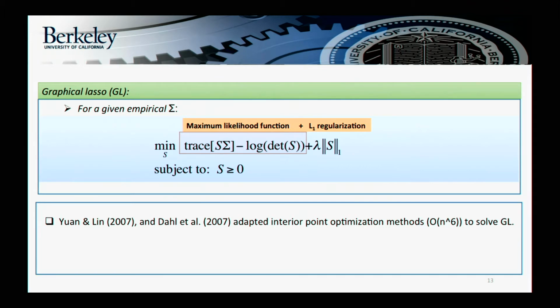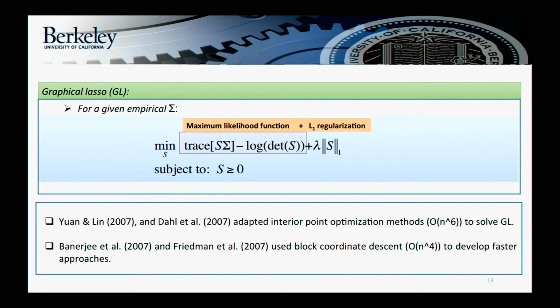Now that we formed the problem, the question is how we can solve it. In 2007, some work adopted interior point optimization methods to solve this graphical lasso problem. But the complexity of this algorithm is n to the power of 6. The same year, another line of work used a block coordinate descent algorithm to develop faster approaches for solving graphical lasso. They reduced the complexity of solving this problem, but still you can see that the complexity is of the order of n to the power of 4.